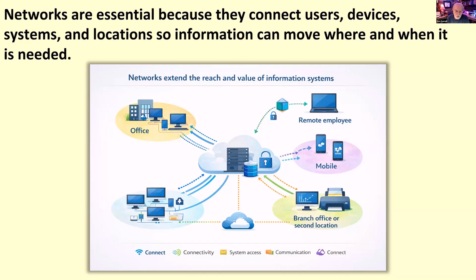Networks also play a strategic role because they support integration. They make it possible for data to move across departments, campuses, branches, and cloud platforms that collectively support communication, coordination, and organizational agility. The takeaway here is that networks do more than connect machines. They enable information systems to function as shared organizational resources rather than isolated tools.